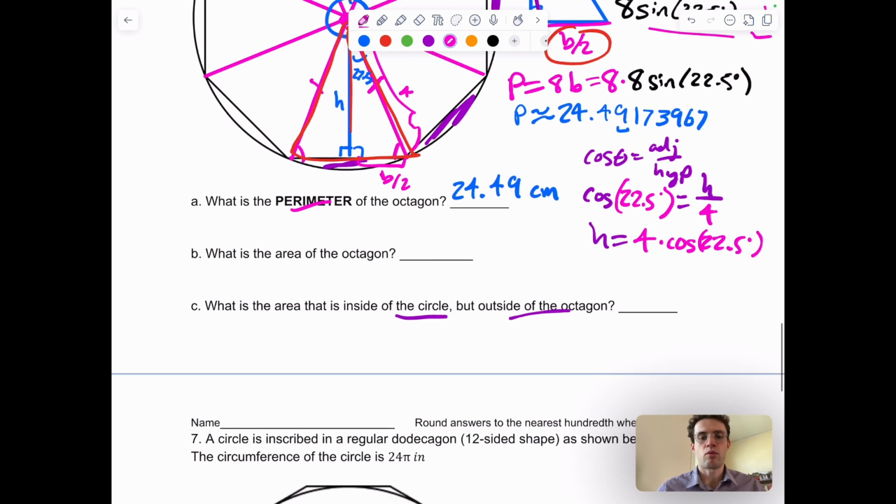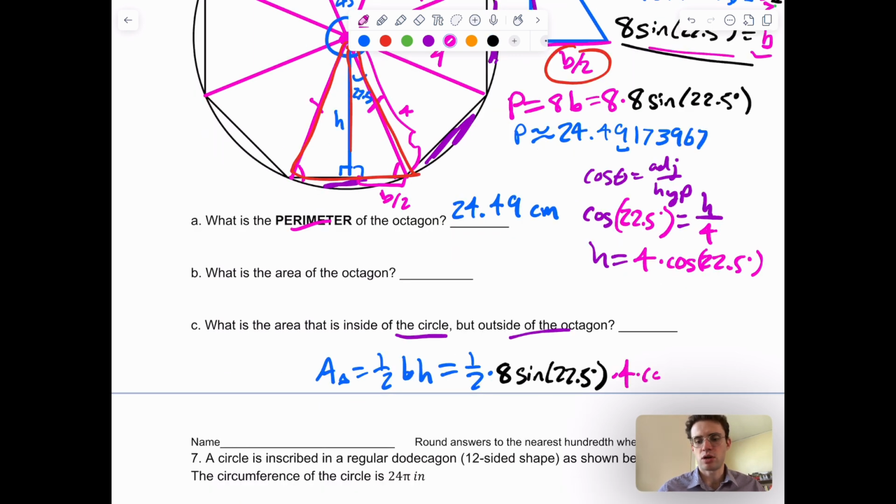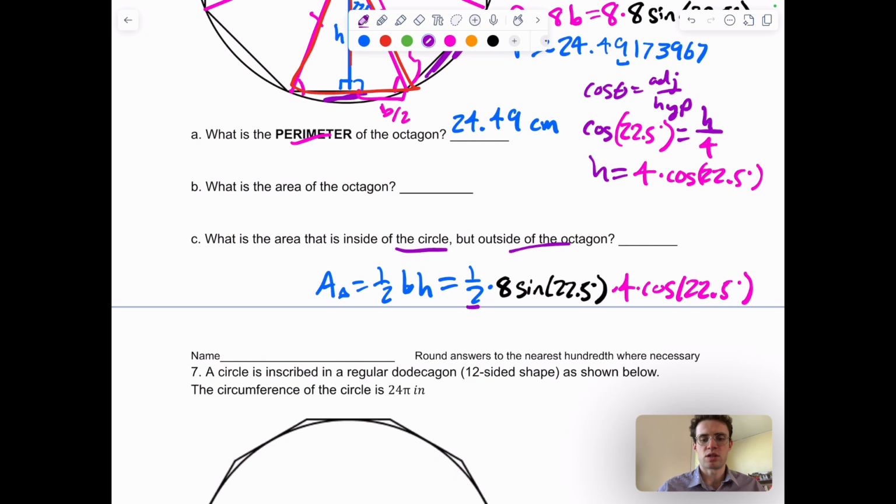So if you want to find the area of one triangle, well, the area of a triangle is equal to 1/2 times base times height, or you could say base times height over 2, which will give us 1/2 times, again, our base. I'm going to type it in exactly as it is up here, 8 times the sine of 22.5 degrees times our height, which is 4 times the cosine of 22.5 degrees, which gives us 1/2 times 8 is 4. 4 times 4 is 16. So the area of one triangle is 16 times sine of 22.5 degrees times cosine of 22.5 degrees.